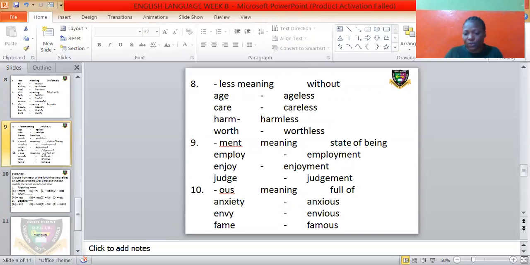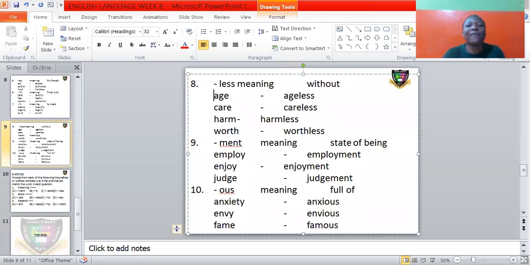LESS means without. So we are going to look at examples under that. We have age, ageless. We have care, it becomes careless. We have arm, it becomes armless. We have worth, it becomes worthless.